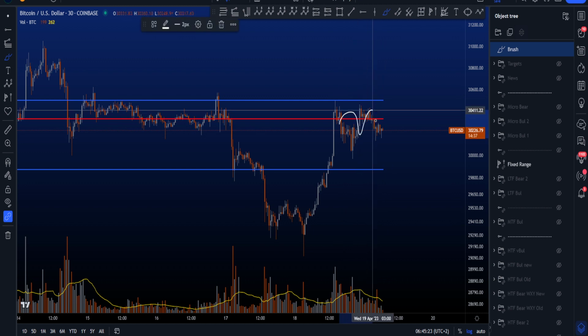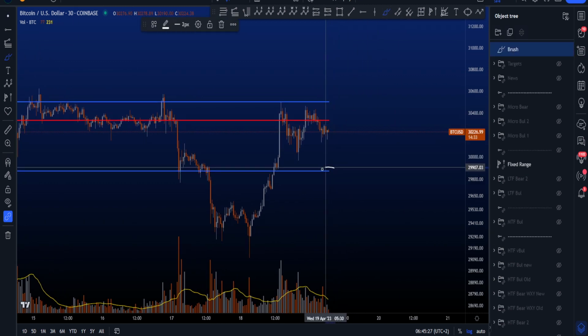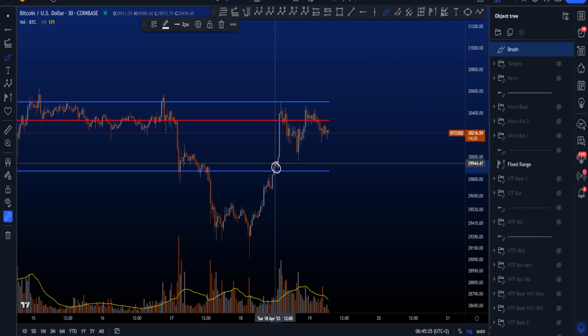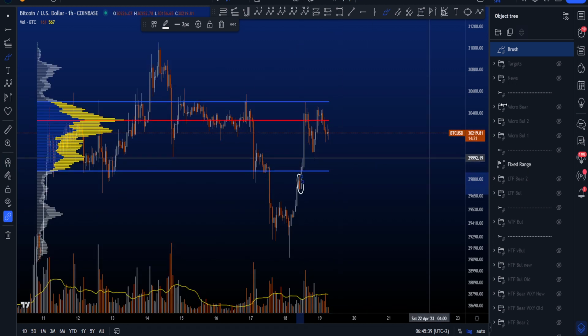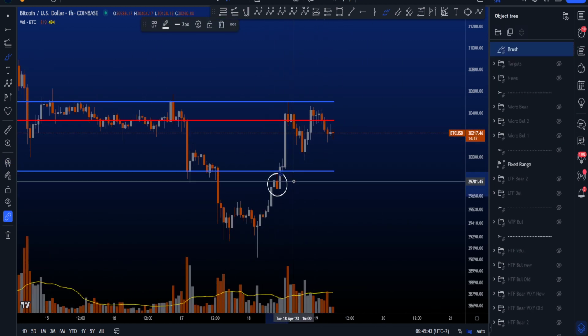So we're hanging around that point of control where one could potentially also think, well, the range value area low might be a target again for price at about 29.9, 29.8k, where we also have this little 30-minute order block, as well as over here a 1 hour order block. If I go to the 1 hour and I show you this, we have a bit of a 1 hour order block here as well.